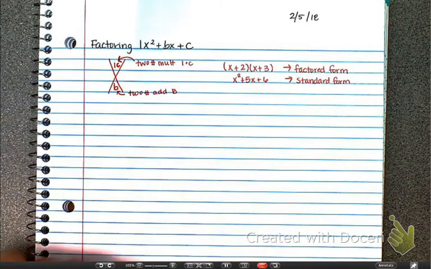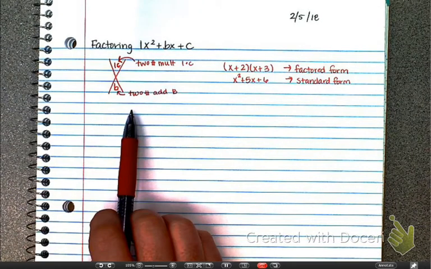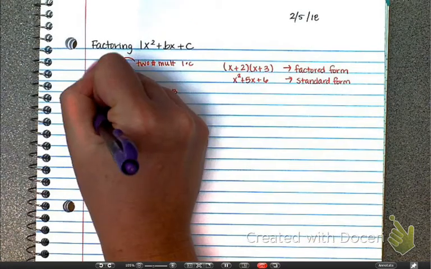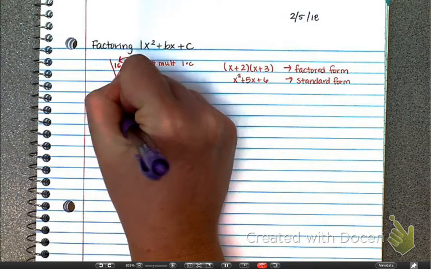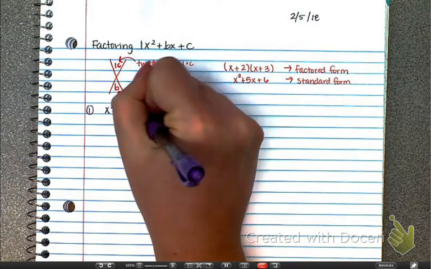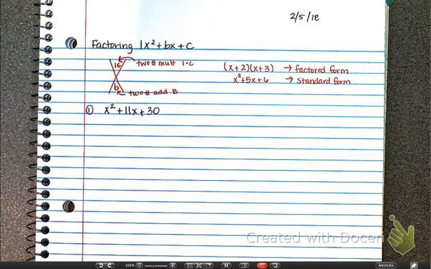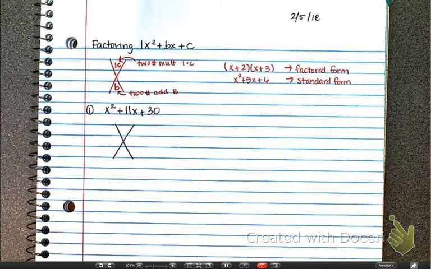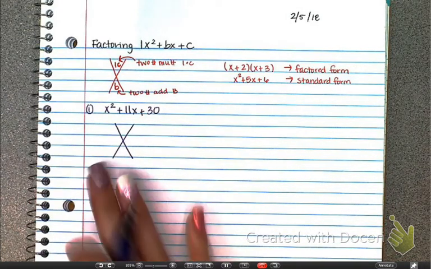But again, we're going to use our x. We're looking for two numbers that multiply to c and then add to b. So let's try one. So x squared plus 11x plus 30. So I'm going to create my x. And some of you, once you see what we're doing, can probably do this lesson without drawing the x, and I'm okay with that. But if you like the organization, kind of like the box method. Some of you can foil, some of you like the box for the organization. This is more for organization.